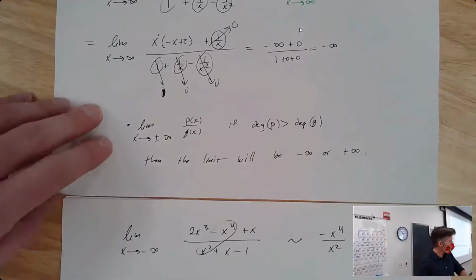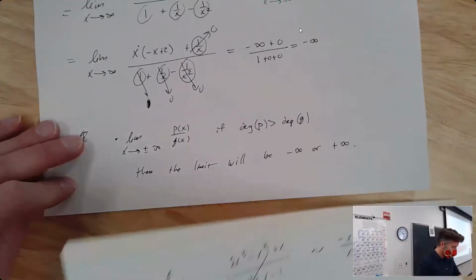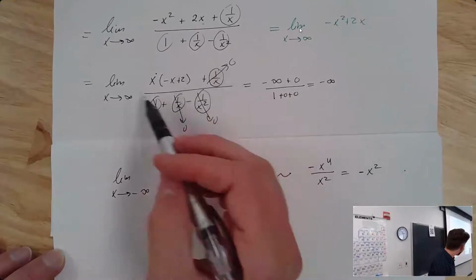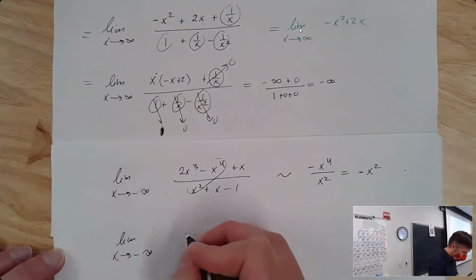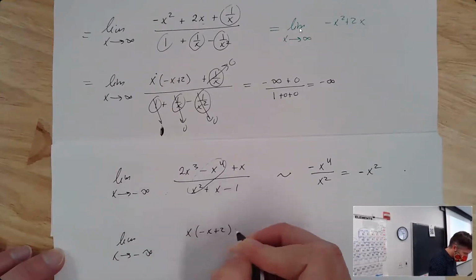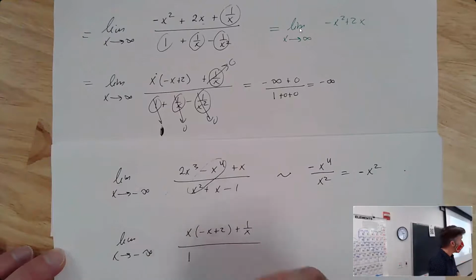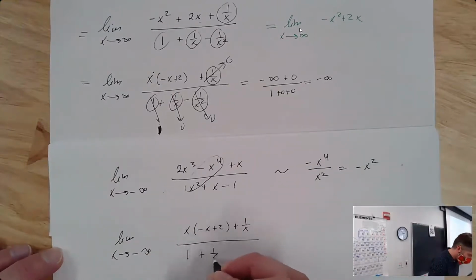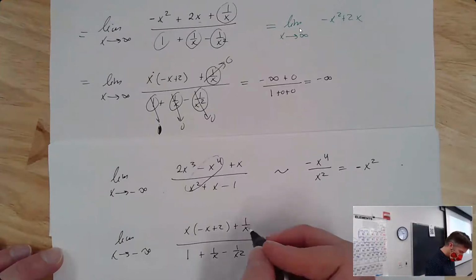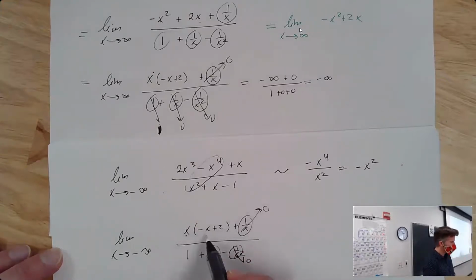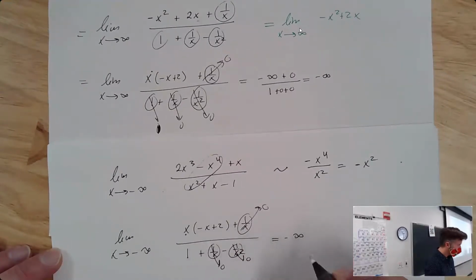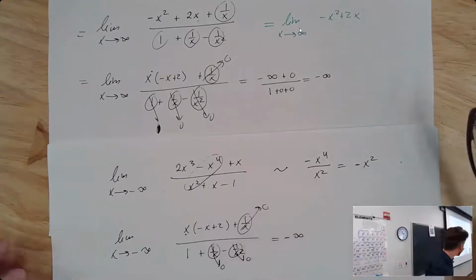Well, we can actually not do all the work again. Let's be smart and copy our work from up here. So that's going to be the limit as x goes to minus infinity of x times negative x plus 2 plus 1 over x over 1, which doesn't go to 0, plus 1 over x minus 1 over x squared. So this goes away, this goes away, this goes away, and negative infinity times positive infinity gives us a negative infinity. So this limit should also be negative infinity on the left. So let's go back and look at our graph.